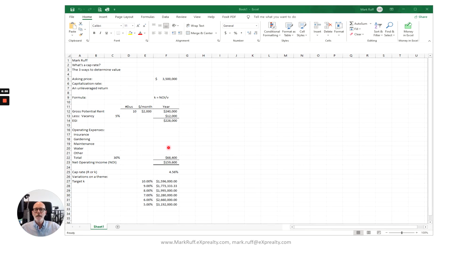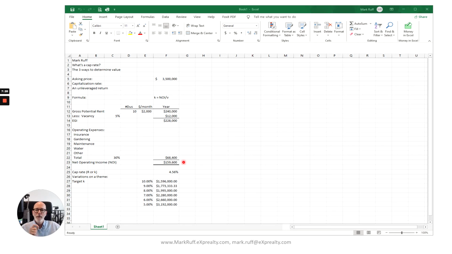Now, we take this $68,400 and we subtract that from our EGI of 228, okay? So 240 gross potential rent less our vacancy equals 228. Less our operating expenses equals our NOI, or our net operating income. That equals 159.6, okay? So we have 240 less vacancy less OpEx is 159.6.